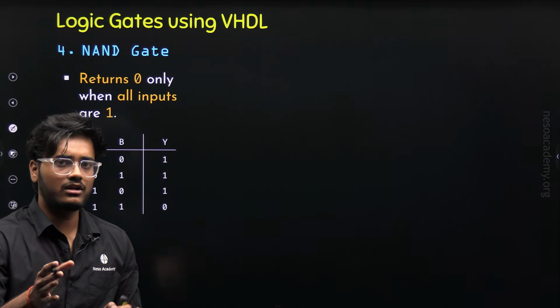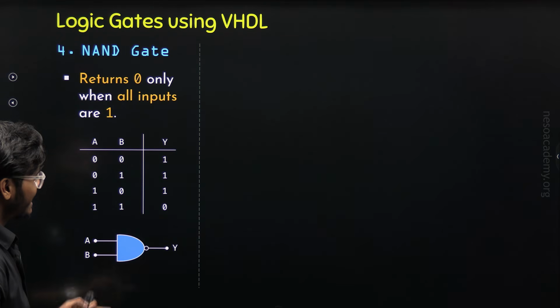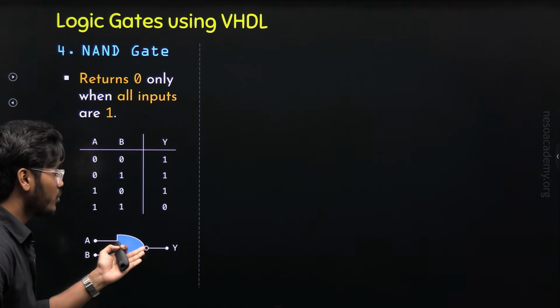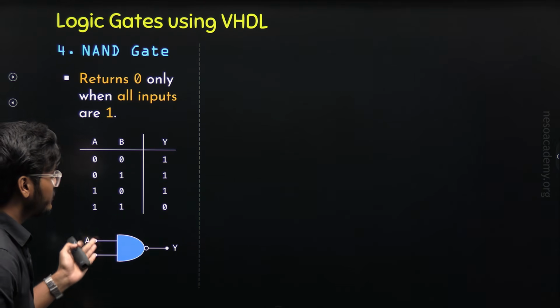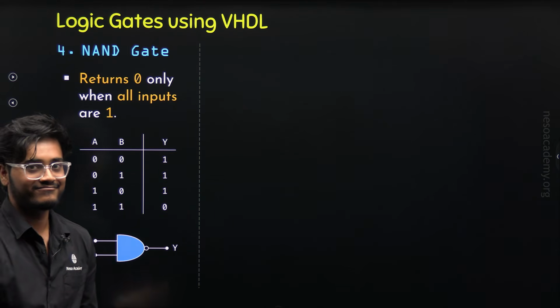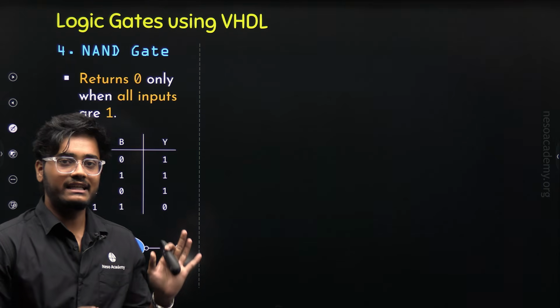Now, let's see the symbol of the NAND gate. NAND gate is the AND gate with inverted output. Here, the bubble represents the inversion of the AND gate. So, we are done with the NAND gate.